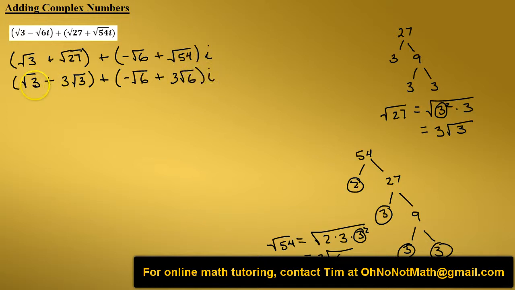So now let me add my radicals. I have the square root of 3 plus 3 times the square root of 3, which is 4 times the square root of 3. And then for the imaginary part, I have negative square root of 6 plus 3 times the square root of 6, which is 2 times the square root of 6, i.